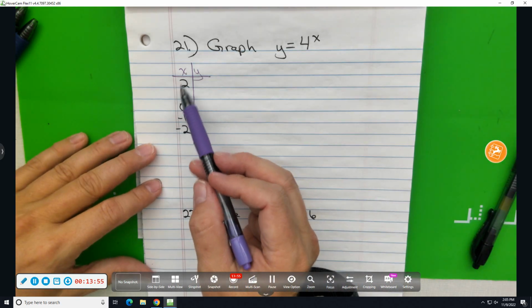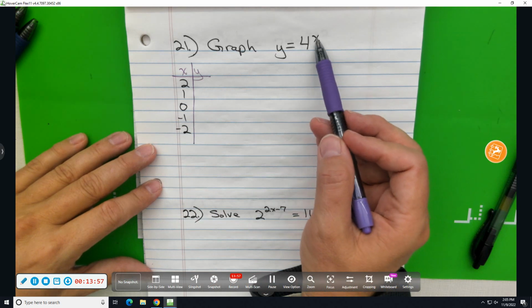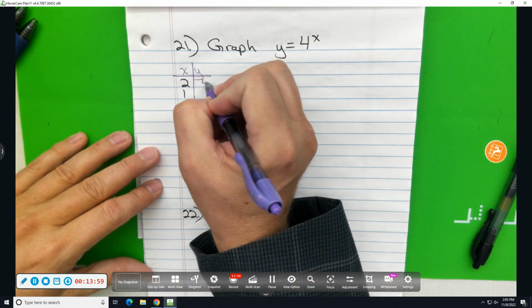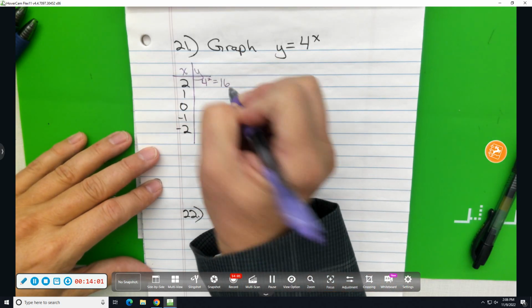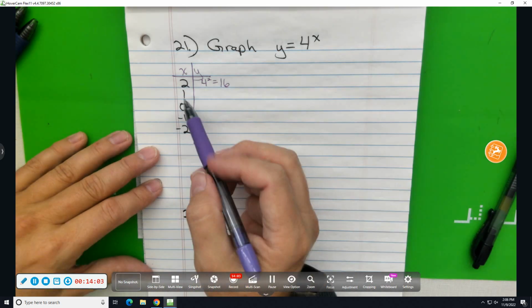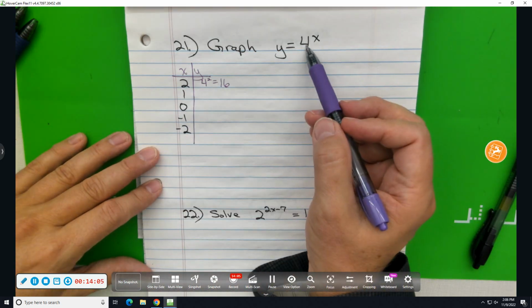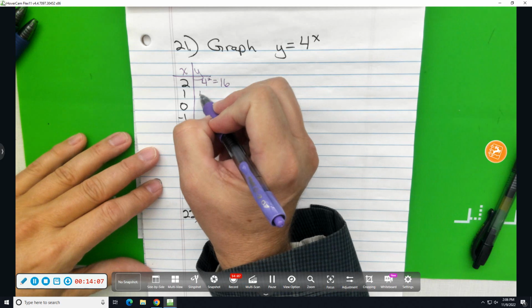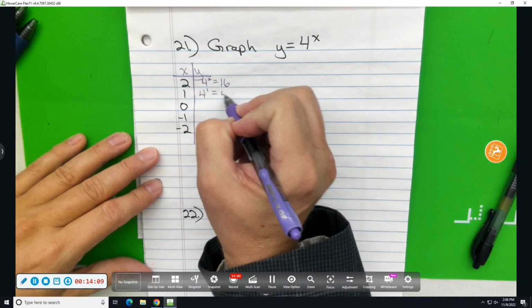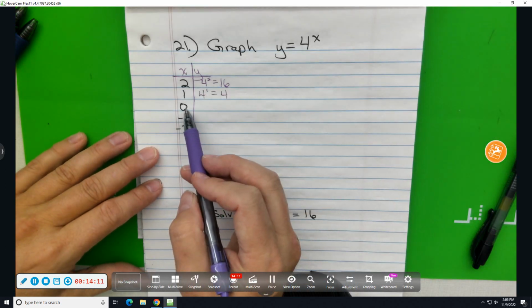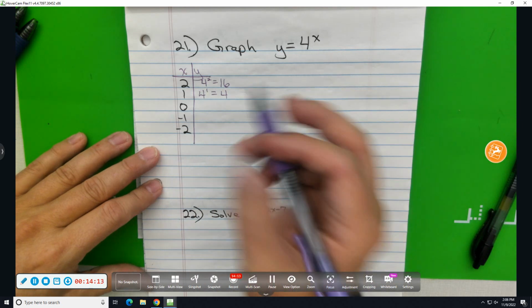Plugging in a 2 for x, we get 4 squared. 4 squared, that's 16. 4 times 4. Plugging in a 1, 4 to the first power, that's 4. Plugging in a 0, 4 to the 0 power.